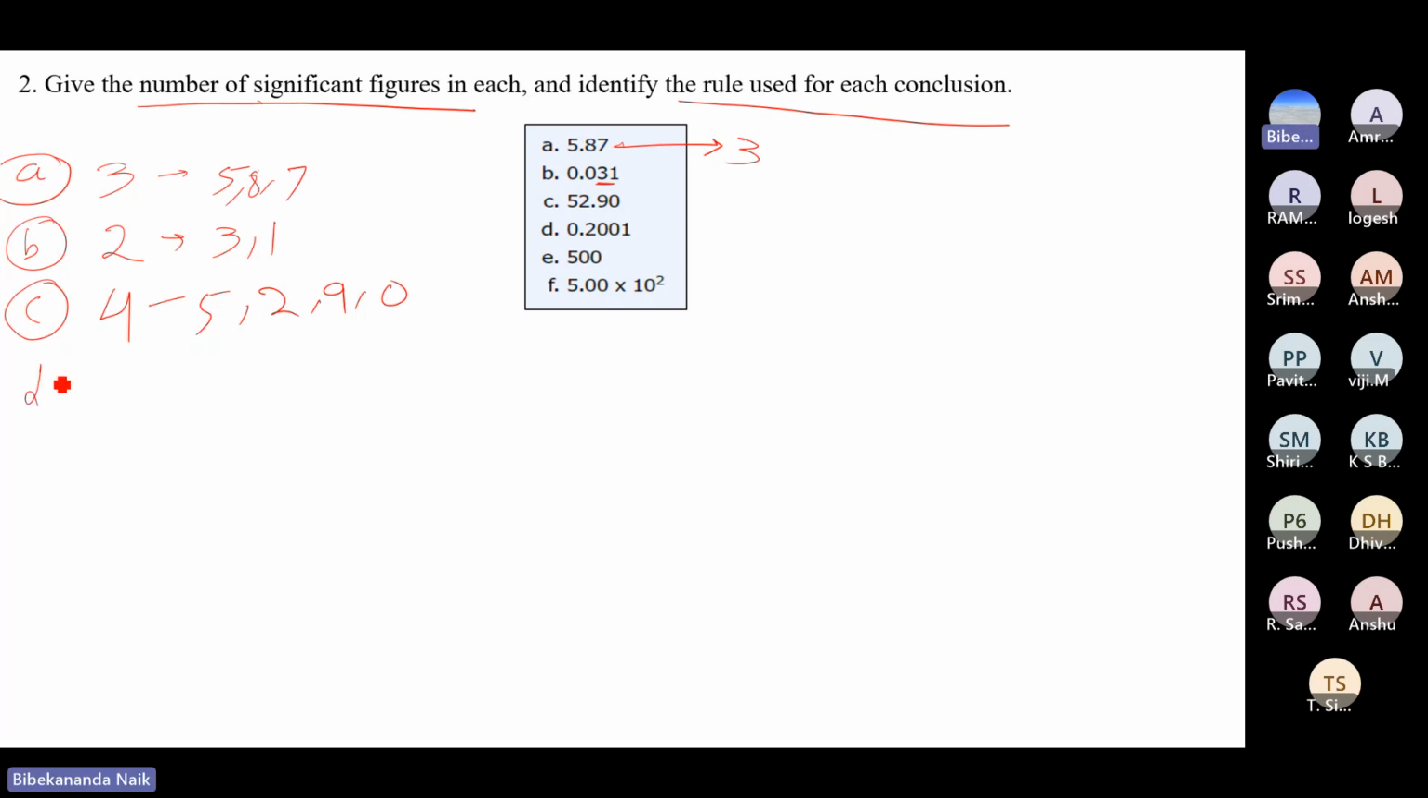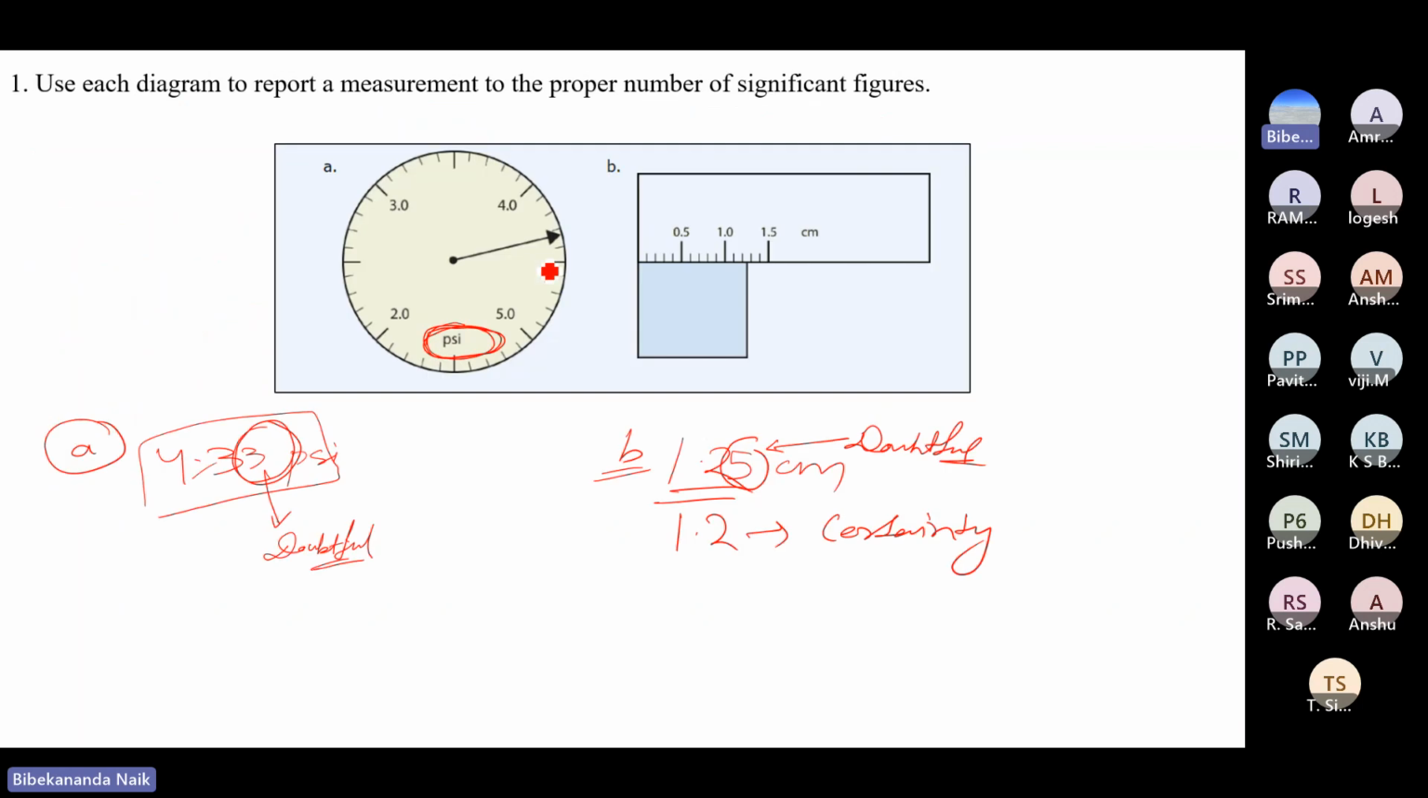And now D, it is 0.2001. As you can see, this is a decimal number, and this 0 is before the non-zero digit 2, so this 0 has no significance. It is not a significant digit, and these 4 are significant digits. So in D, there are 4 significant digits. These are 2, 0, 0, 1. And in E, so what does the rule say?